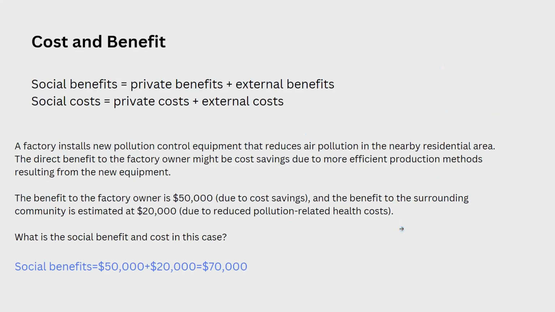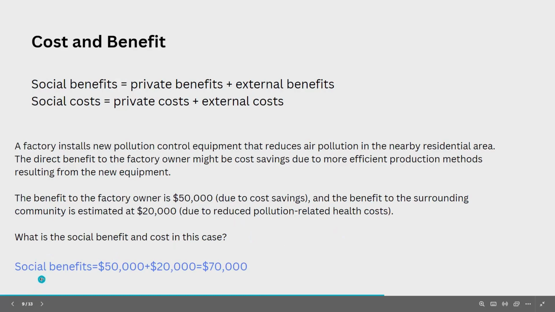A factory installs new pollution control equipment that reduces air pollution in the nearby residential area. The direct benefit to the factory owner might be cost savings due to more efficient production methods resulting from the new equipment. The benefit to the factory owner is $50,000, which is due to cost savings, and the benefit to the surrounding community is estimated to be $20,000, which is due to reduced pollution related health costs. What is the social benefit in this case?